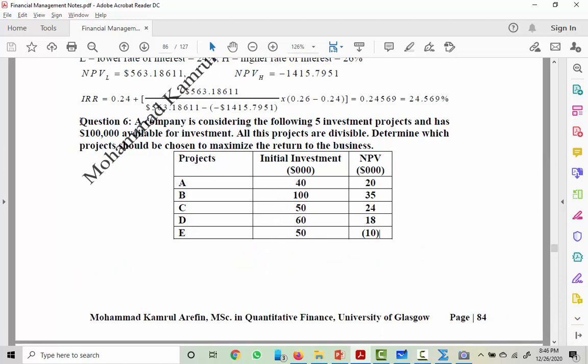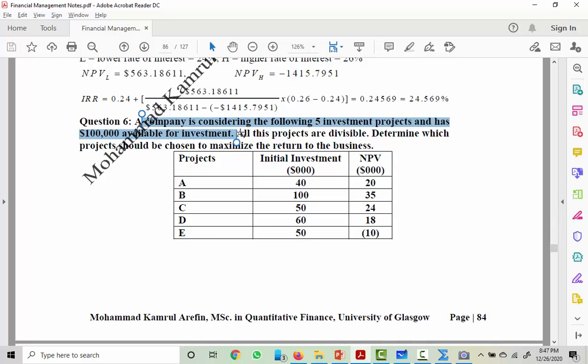Now let us solve one problem from capital rationing to understand it better. Let us solve one question from the handout. This is page number 84 from my handout. Let's see what we have in question number 6. A company is considering the following 5 investment projects and has $100,000 available for investment.